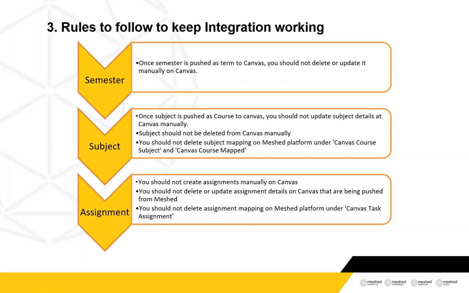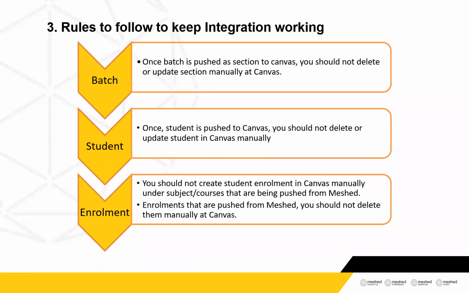So the correct approach is to first create the assignment on the Mesh platform and assign a batch to that assignment. Then the integration will send this assignment to Canvas, and that's how the link will get created. So next time, whenever you assign marks to that assignment, the integration will be able to pull those marks from Canvas to Mesh. So that was for assignment.